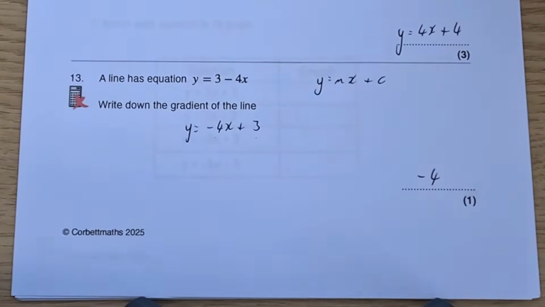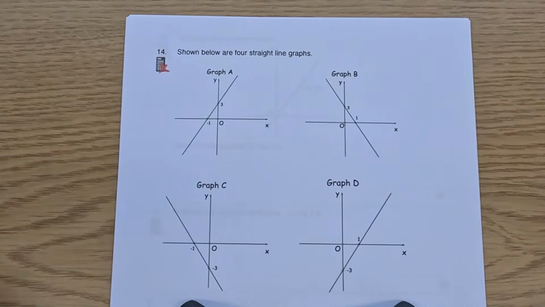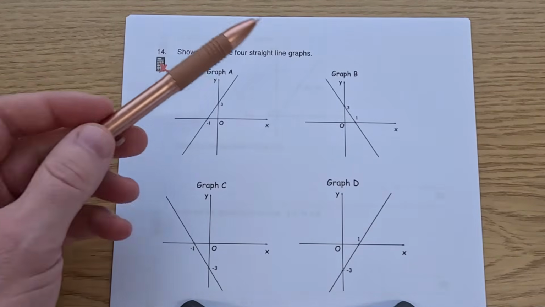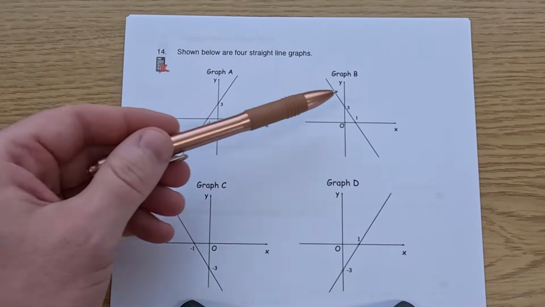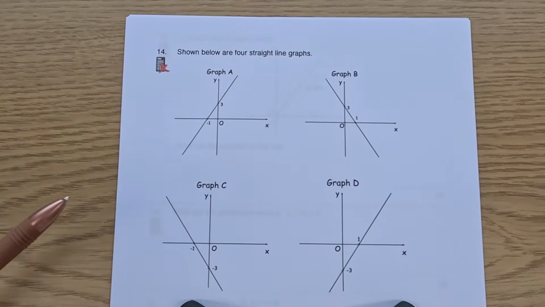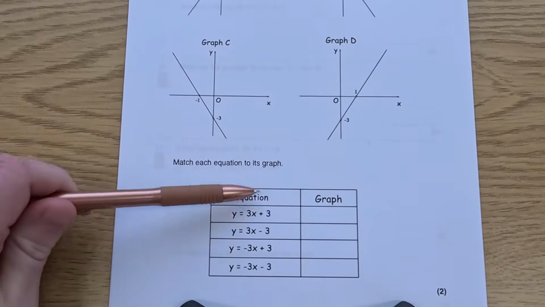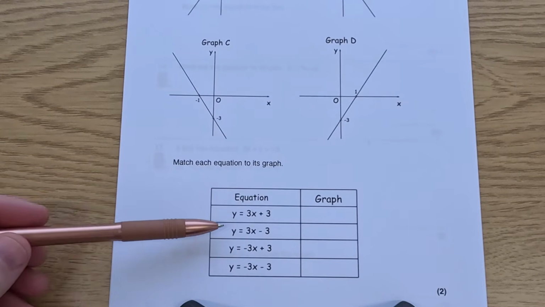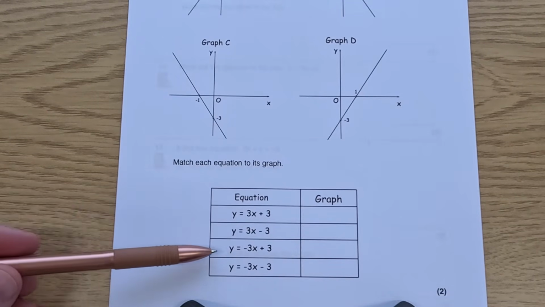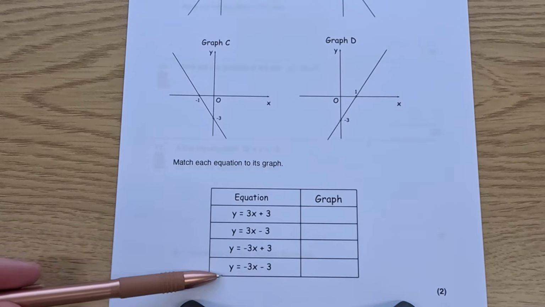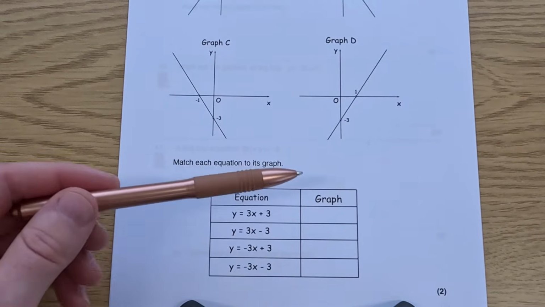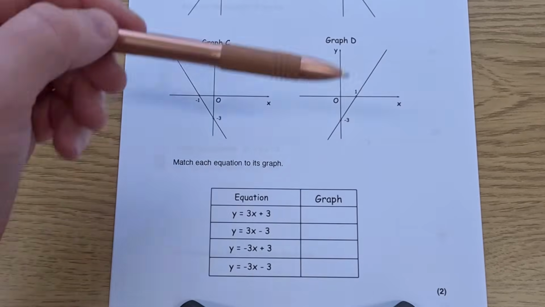Okay, let's look at our next question, question number 14. It says shown below are 4 straight line graphs. We've got graph A, graph B, graph C, and graph D. And then we've got this table here, and in the table we've got 4 possible equations: y equals 3x plus 3, y equals 3x minus 3, y equals minus 3x plus 3, and y equals minus 3x minus 3. And we need to match each of the equations to the right graph.